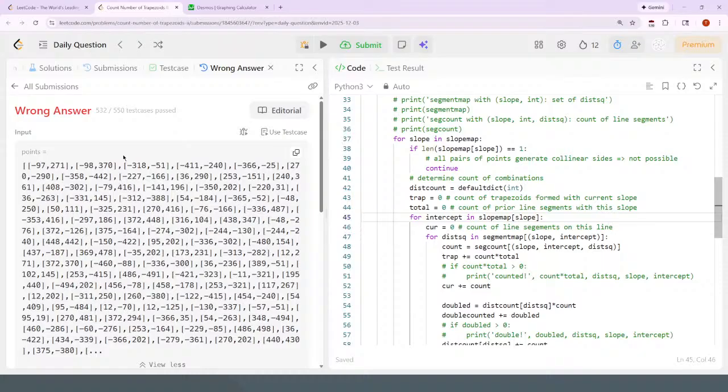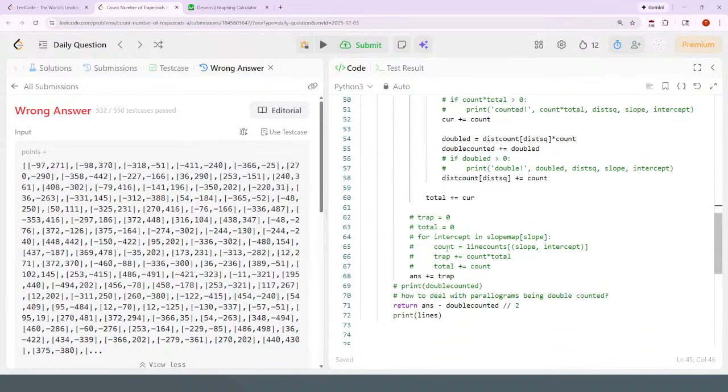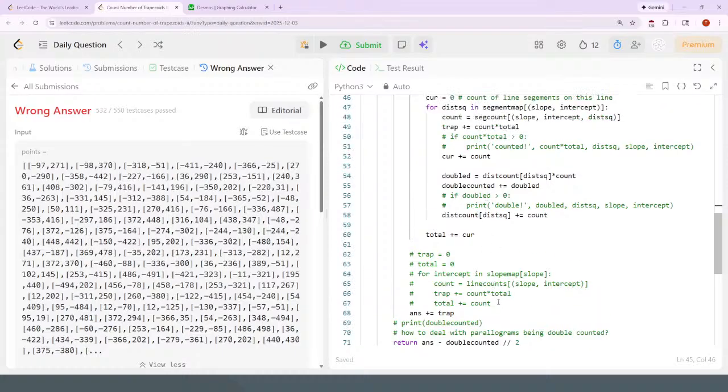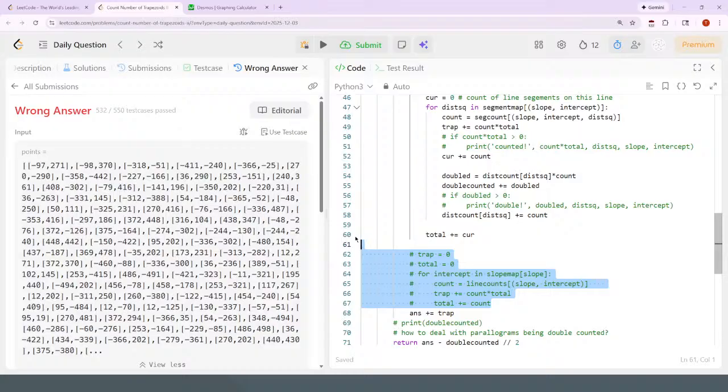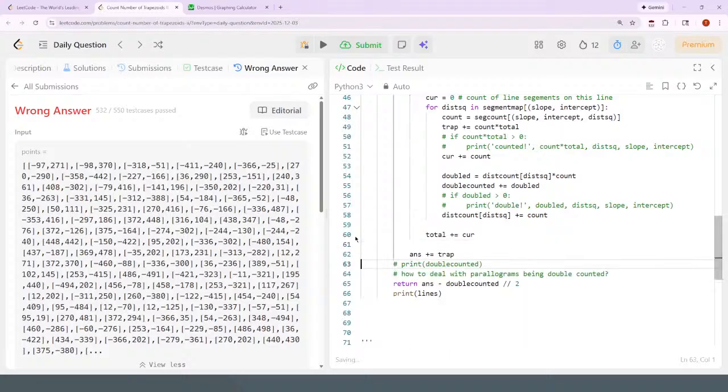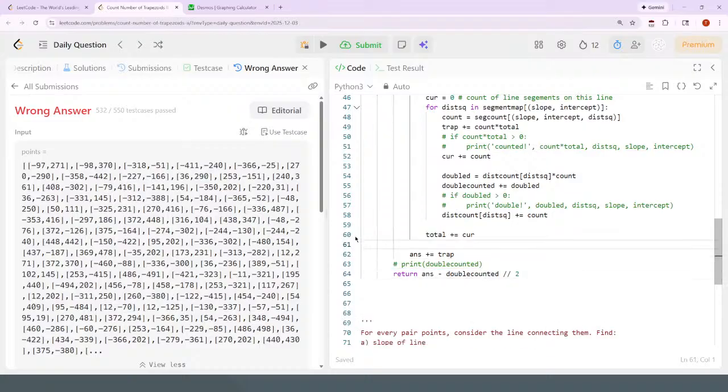I wonder. I wonder indeed. I think I can probably delete this here. How to deal with this? The question I posed myself so long ago. Still relevant. And I think double counted, divided by 2.